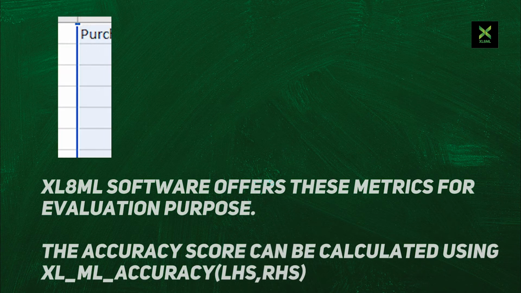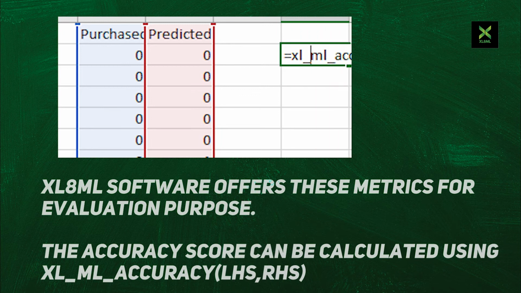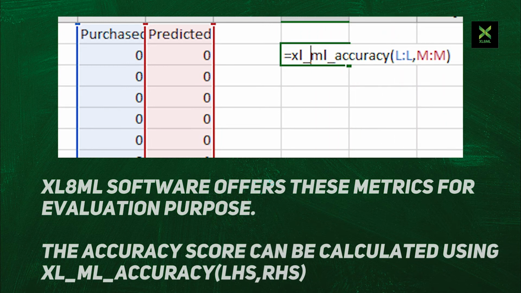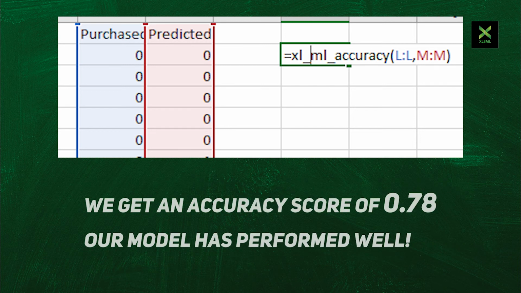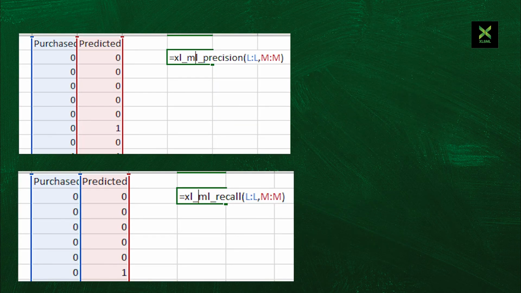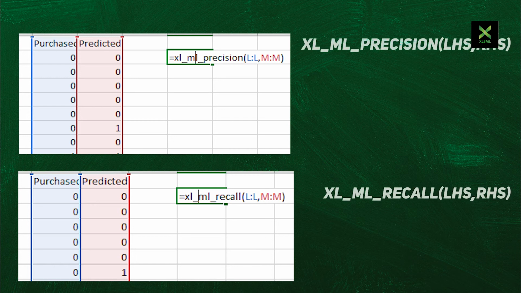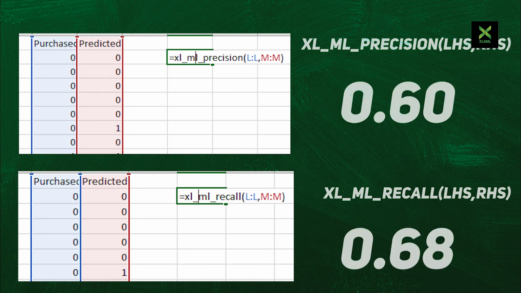XL8ML software offers these metrics for evaluation purposes. The accuracy score can be calculated using XL_ML_accuracy with LHS, RHS. We get an accuracy score of 0.78. Our model has performed well. The precision and recall can be calculated using XL_ML_precision with LHS, RHS, and XL_ML_recall with LHS, RHS, respectively. We get precision of 0.60 and recall of 0.68.